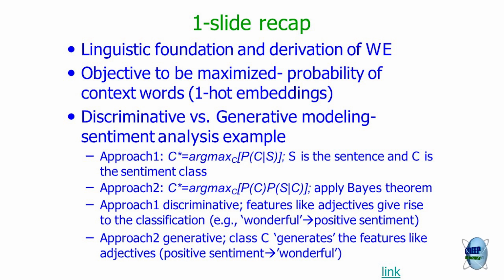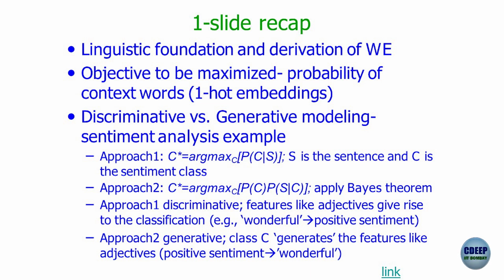Then we spent some time on discriminative versus generative modeling, and we took the nice example of sentiment analysis because it shows the distinction very clearly. The distinction is not very clear for machine translation. Machine translation is not a good example to illustrate the difference between discriminative and generative. Okay, sentiment analysis is. Why? Because C star, the winning category out of the three categories of positive, negative, and neutral, is argmax over C of probability of C given S, where S is the sentence and C is the category of sentiment, positive, negative, neutral.